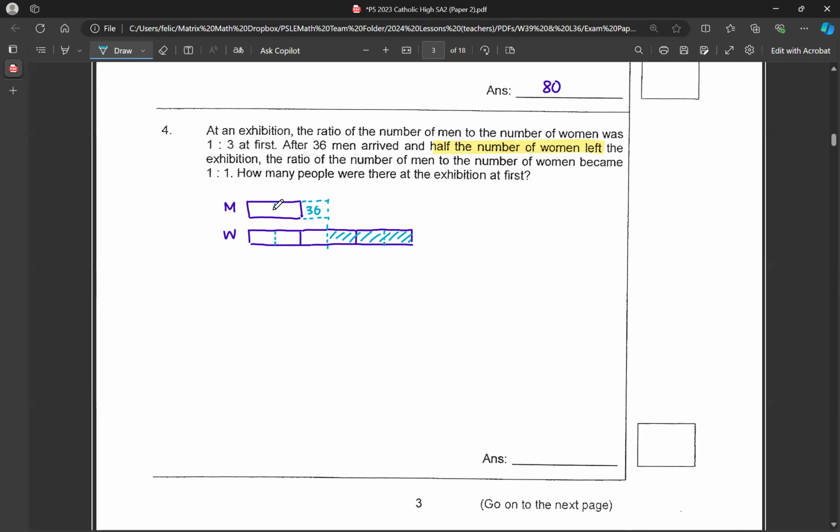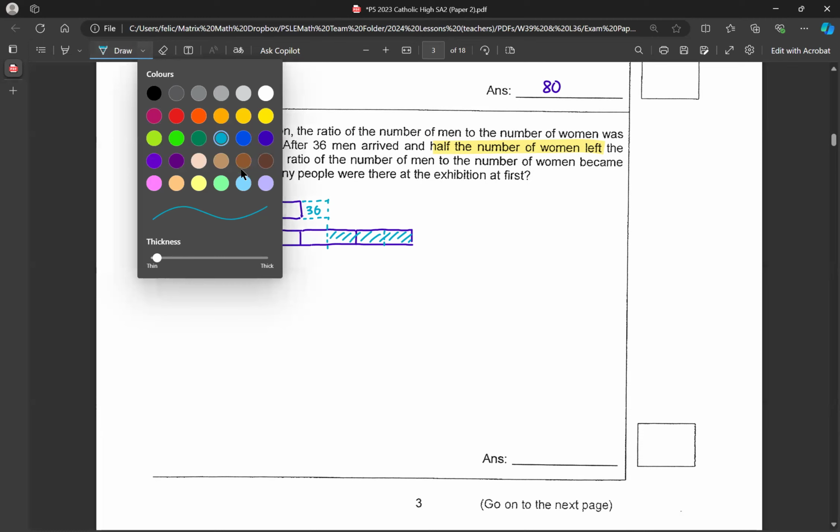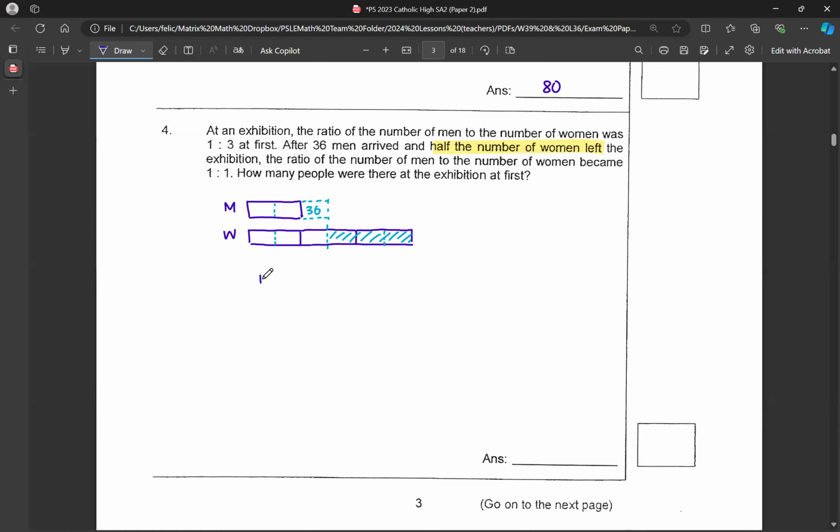Cut, cut. So now looking at the model, we can see that the men now equal the unshaded women, which satisfies this part. Looking at the model, can you all see this 36 is actually 1 unit? So now this is my new 1 unit, so I'll use that. 1 unit is now 36.